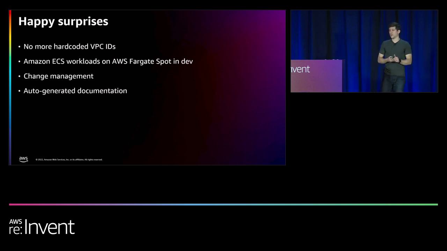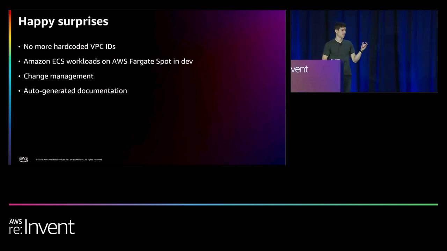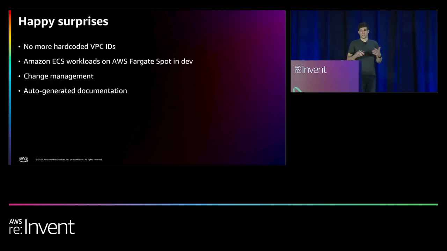We're also able to run our ECS workloads on Fargate Spot in dev. This was a cool trick where behind the scenes we check, and if you're in a lower environment, we can put you on Fargate Spot. You can always override that behavior, but this has saved us quite a bit of money, and people are none the wiser. The other thing is we have change management here, right?